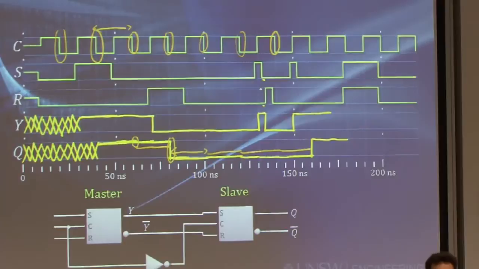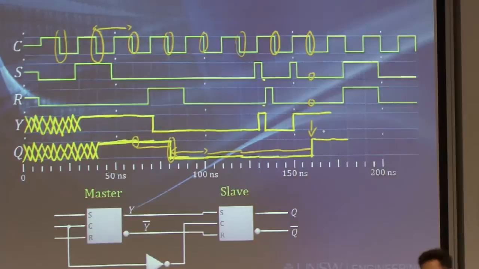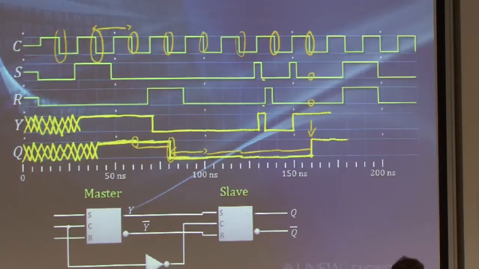But if we look at the next falling edge, S and R are both low, which means keep what you have, but my signal went high, which is not quite what I want. I wanted to keep that low value that I already had in my flip-flop.